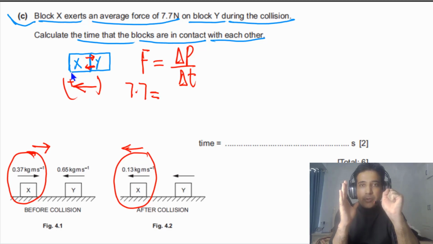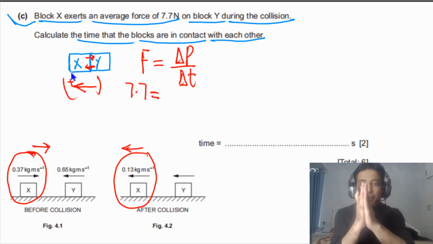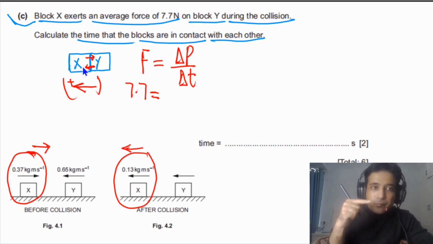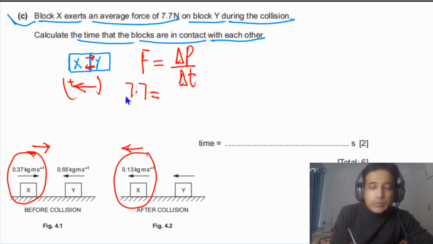So when it collides with block Y, it will apply force on X in the opposite direction. So the force on X will be to the left. That's the reason I'm taking left as positive, so the final answer will also be positive. We are taking left as positive, so the force is positive.